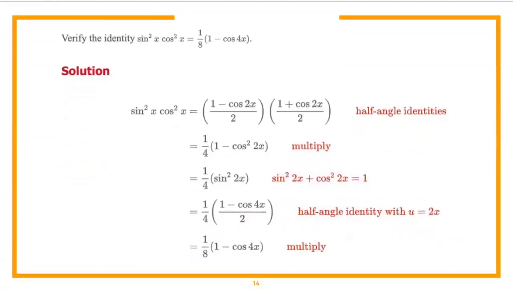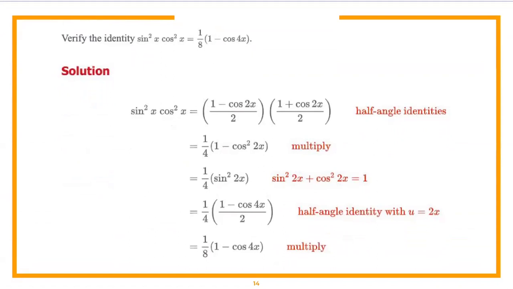I just wanted to show you one example of what it might look like in a proof, okay? But this is not something that I will ask for on the exam. Instead, I will focus more on the other identities that we've learned.